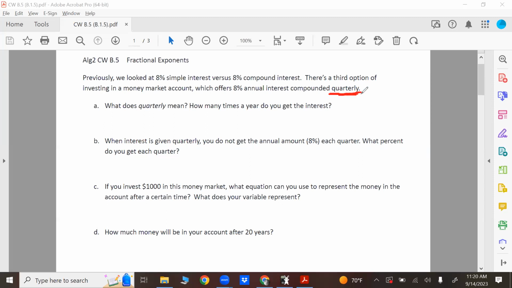So compounded quarterly. If you think about how many months is a quarter? It's three, right? Because there are 12 months in a year, you do something 4 times a year, and 12 divided by 4 is 3, right? So what this means is that the money gets added every 3 months. And when I say money, let me rephrase that: the interest on your money.